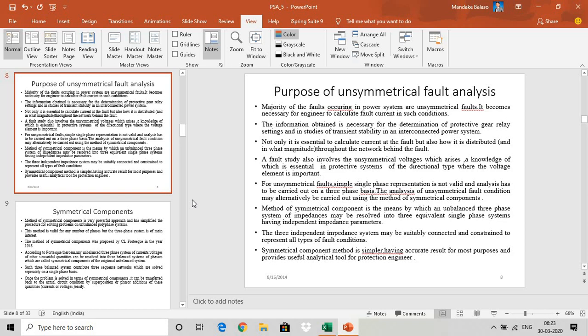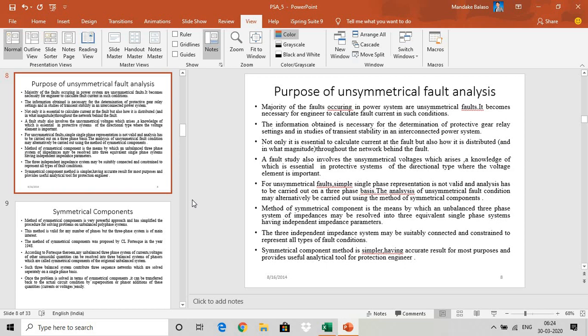For unsymmetrical fault, simple single phase representation is not valid and analysis has to be carried out on a three-phase basis, since the unsymmetrical fault puts the system in an unbalanced condition. So what is the actual procedure? We convert this unbalanced system into a balanced one by using different methods. The analysis of the unsymmetrical fault condition may alternatively be carried out using the method of symmetrical components.